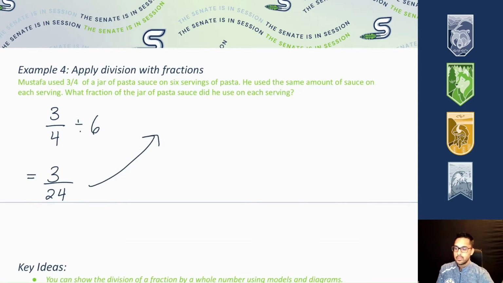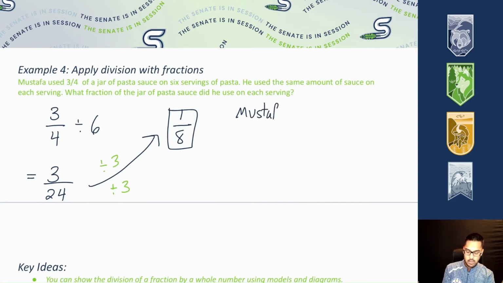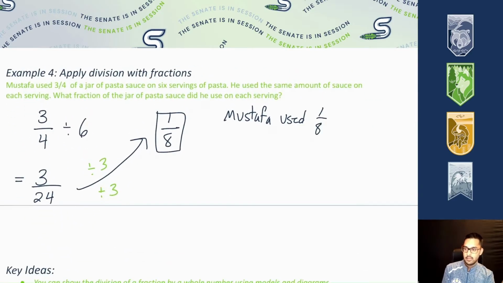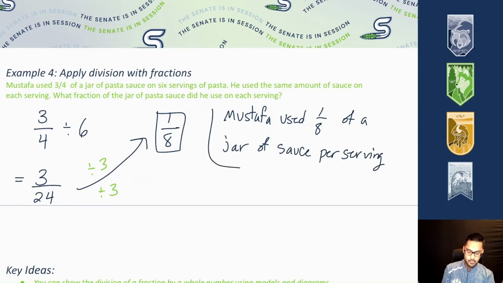Okay. Both of those numbers are multiples of 3, so if I divide both the numerator and denominator by 3, we're going to end up finding out that it's 1/8. Okay, 1/8. So Mustafa used 1/8 of a jar of sauce per serving. Okay, and there we go.